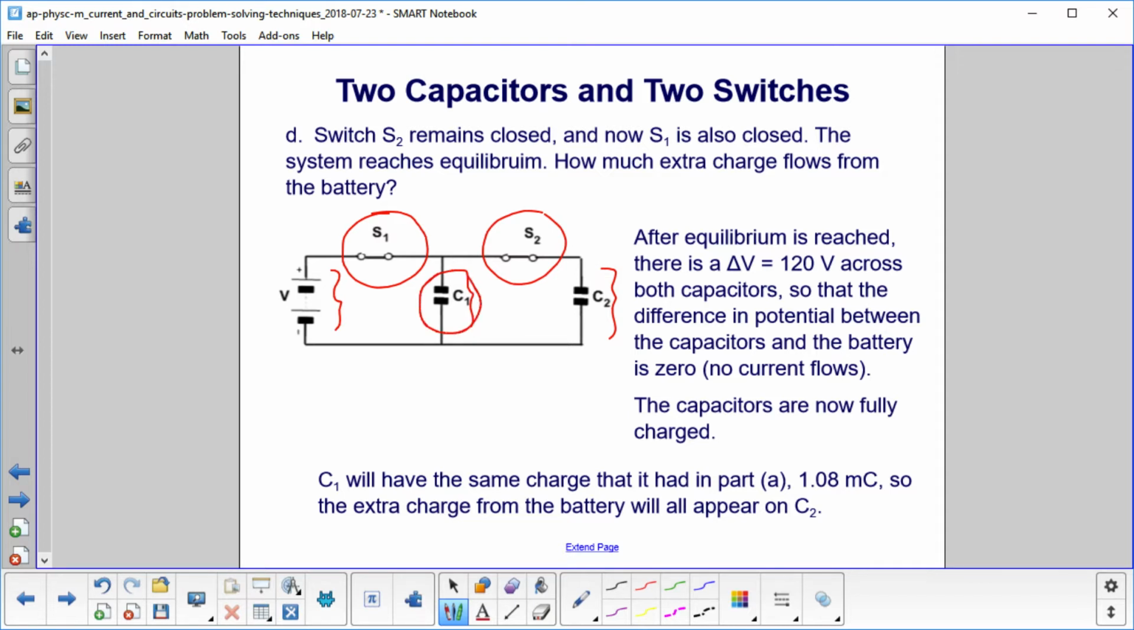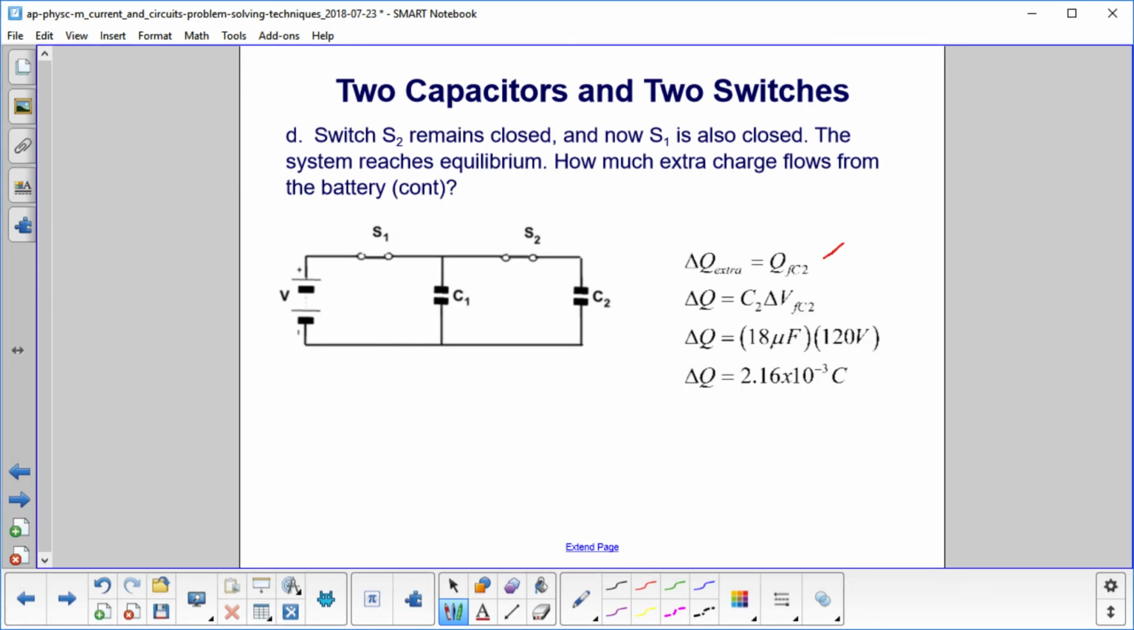C1 will go back to its original charge, right? Because Q is just equal to CV. We're back to the original 120 volts. So our initial condition in part A had 1.08 millicoulombs. So that's back. However, C2 is now going to be able to store charge. So the extra charge that flows from the battery will appear totally on C2.